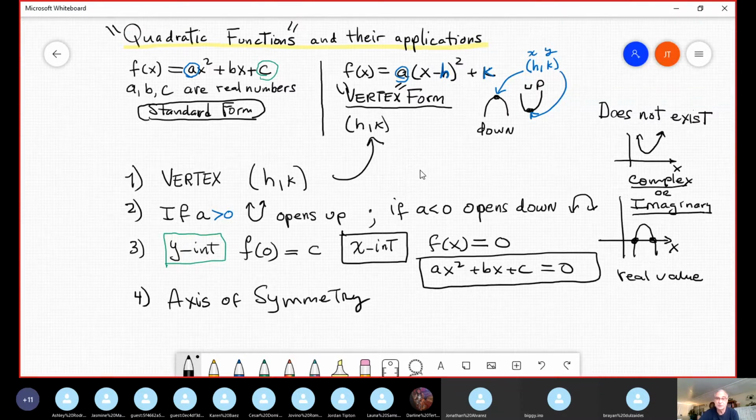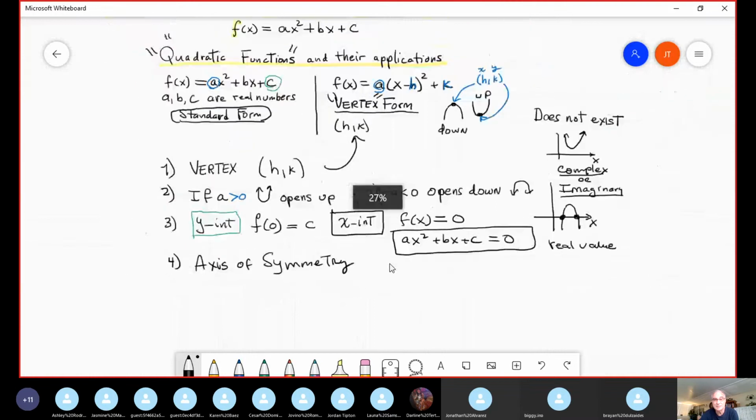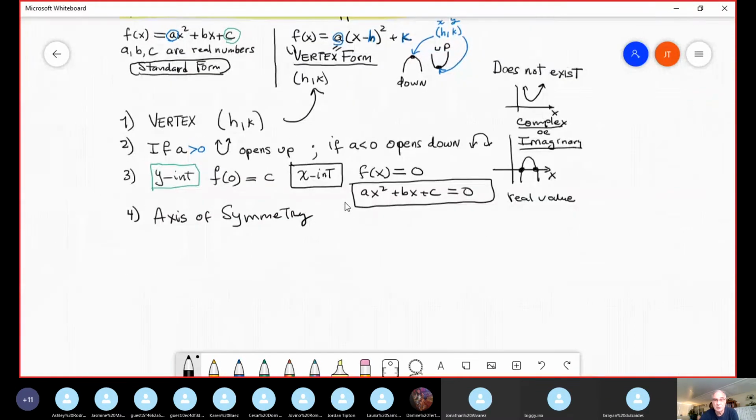What the hell is that? Axial symmetry is a hypothetical imaginary line, always a vertical line, that splits the parabola into equal parts. Suppose this parabola, a quadratic function, and this is the axis of symmetry. It splits it; my sketch is not good, but I guarantee you that this distance and this distance are the same.